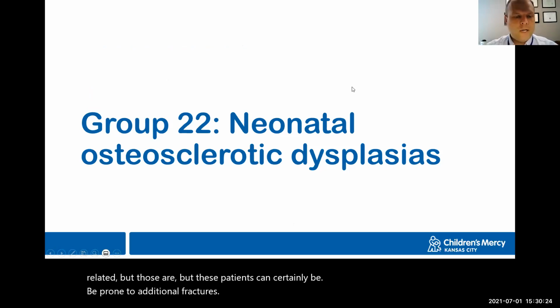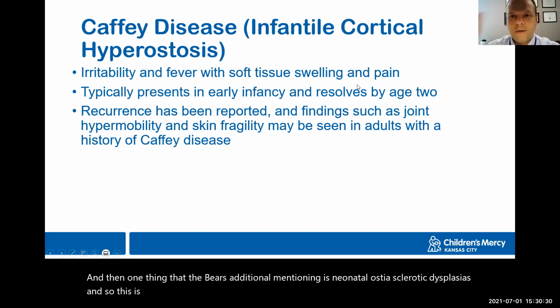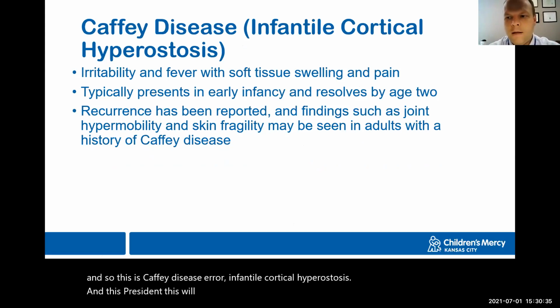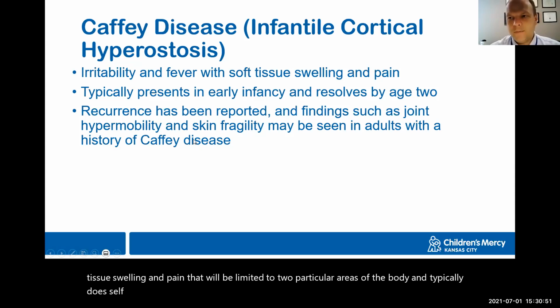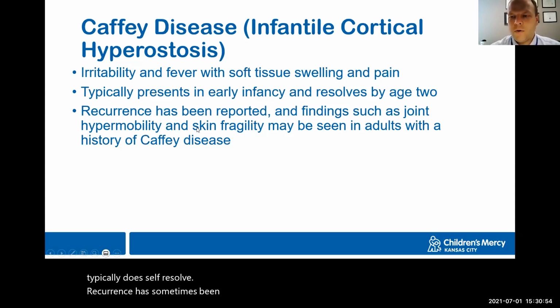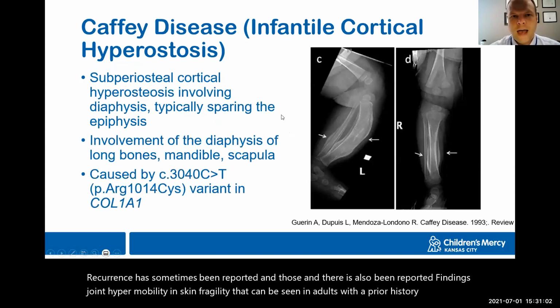And then one thing that bears additional mentioning is neonatal osteosclerotic dysplasias. And so this is Caffey disease or infantile cortical hyperostosis. And this will present oftentimes in a very particular way with fever, soft tissue swelling, and pain that will be limited to particular areas of the body, and typically does self-resolve. Recurrence has sometimes been reported, and there have also been reported findings like joint hypermobility and skin fragility that can be seen in adults with a prior history of Caffey disease.